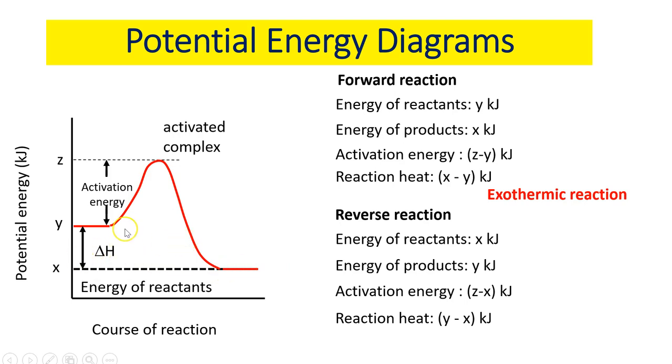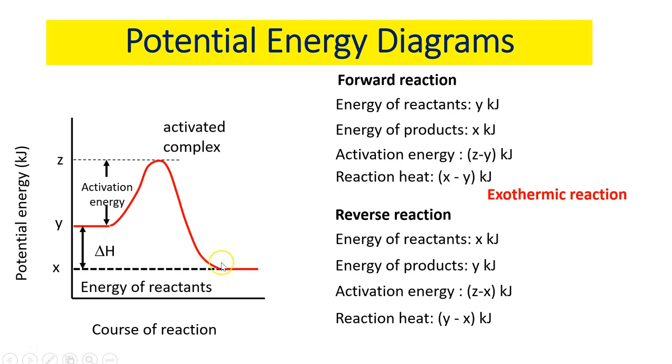The activation energy for my forward reaction is the minimum energy required for this reaction to take place. It will be this amount, which is Z minus Y. And my reaction heat for my forward reaction is going to be my products minus my reactants, so that's going to be X minus Y, and that is going to give me a negative number.